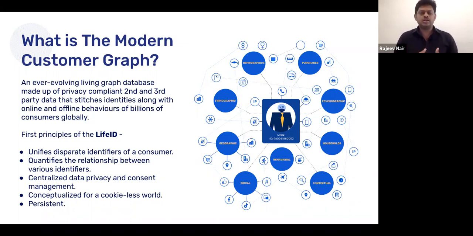And last, but one of the most important aspects of a Life ID, is that it has to be persistent. Life ID is persistent. And again, we'll touch upon all these first principles, in fact, and revisit all these principles at different stages of this presentation as we move along.